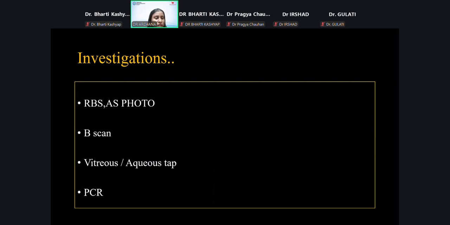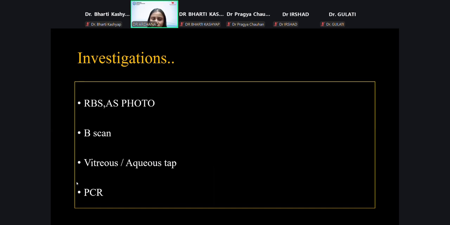So for investigations, you have to do a battery of tests, preparing for surgery also, but random blood sugar should be done because the reason in most of these patients can be poor blood sugar control, which has led to endophthalmitis. Anterior segment photograph just for documentation. B scan to see how much vitreous is involved. Vitreous and aqueous tap is very important in these cases. Apart from that, PCR may be needed.